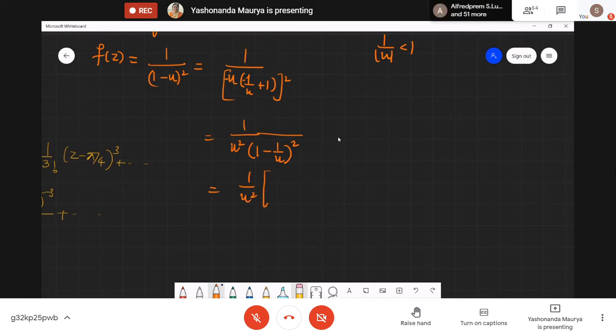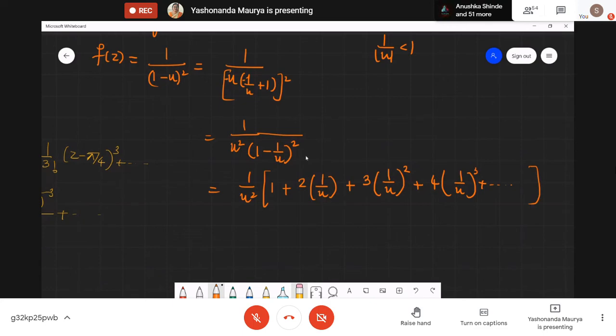And we can write down the expansion for this. So it will be 1 minus 2 times, for minus, it is all positive, plus 3, 1 upon u whole square plus 4, 1 by u whole cube and so on. Is this clear? So this is all about expansions.